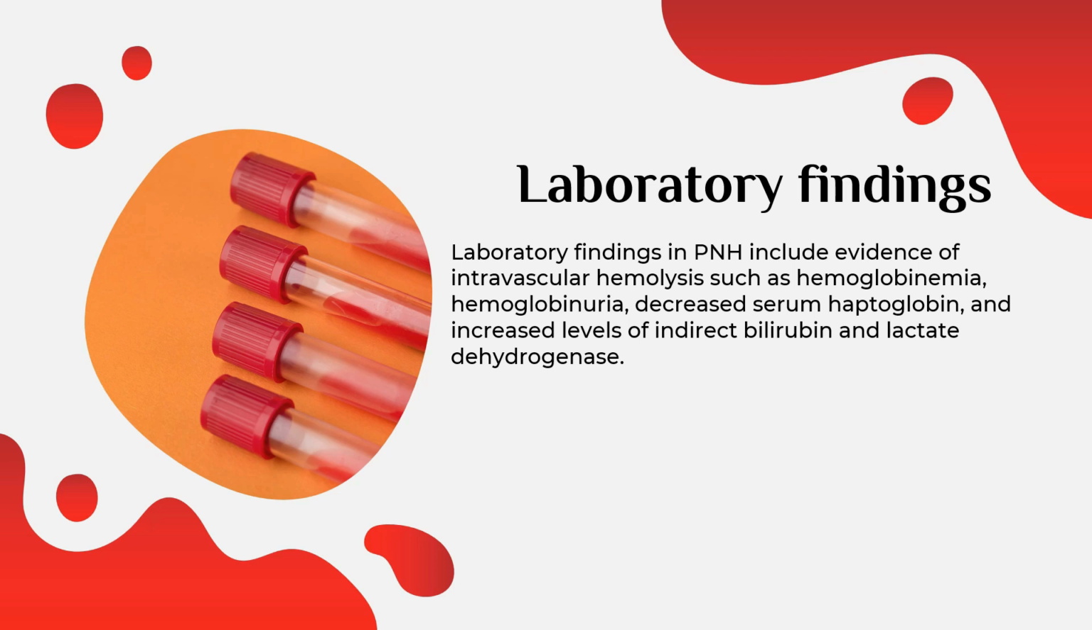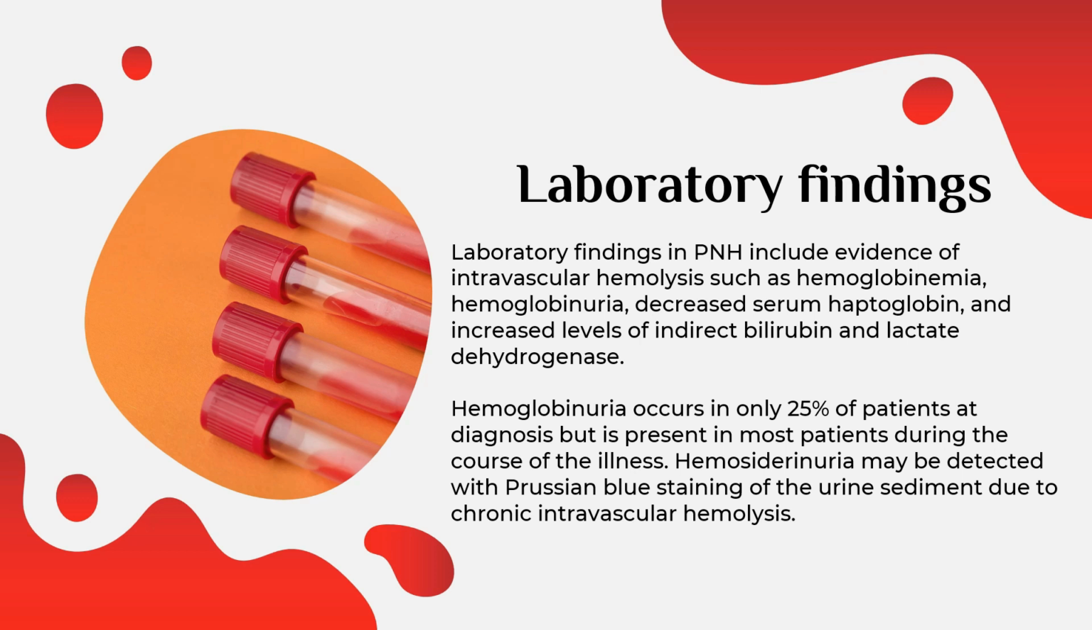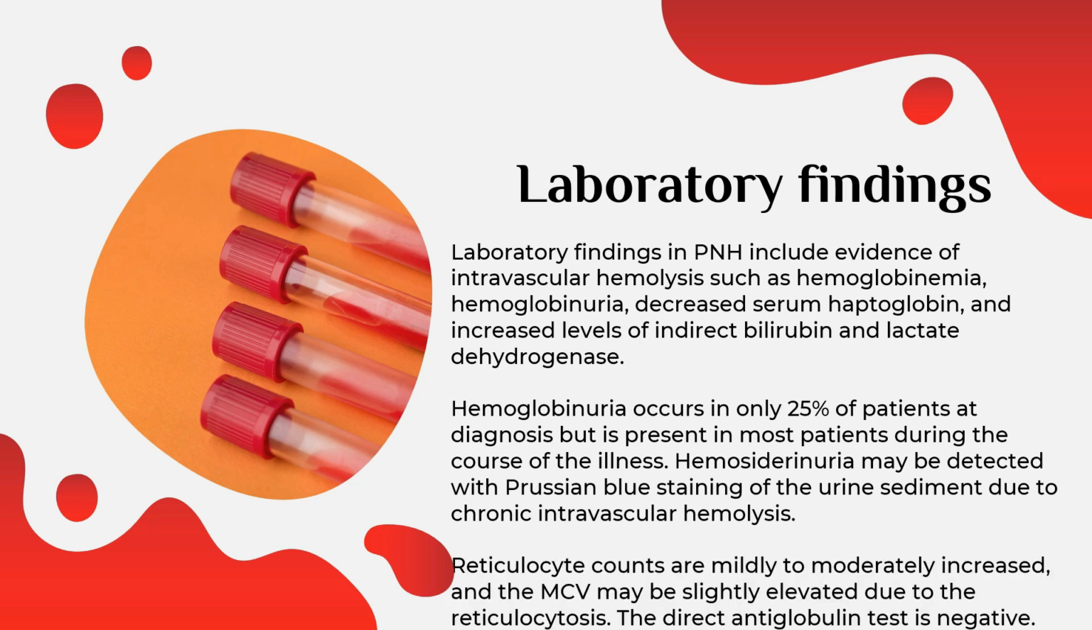Laboratory findings. Laboratory findings in PNH include evidence of intravascular hemolysis such as hemoglobinemia, hemoglobinuria, decreased serum haptoglobin, and increased levels of indirect bilirubin and lactate dehydrogenase. Hemoglobinuria occurs in only 25% of patients at diagnosis but is present in most patients during the course of the illness. Hemosiderinuria may be detected with Prussian blue staining of the urine sediment due to chronic intravascular hemolysis. Reticulocyte counts are mildly to moderately increased, and the MCV may be slightly elevated due to the reticulocytosis. The direct antiglobulin test is negative.